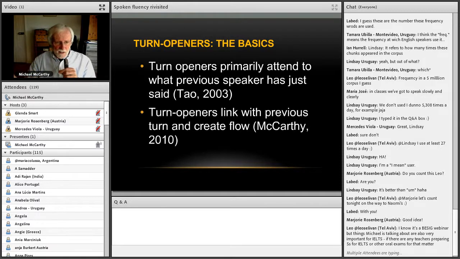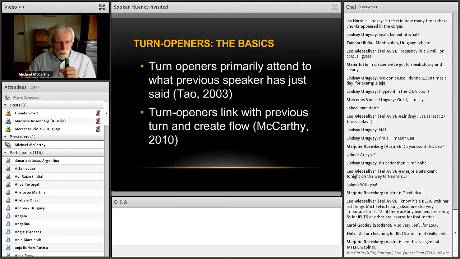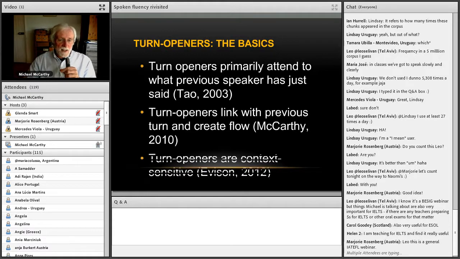And I added this myself in an article which you can access freely online, and I'll give you the reference for how you can find this at the end of this webinar, that the purpose of these turn openers is to create this flow in conversation. The turn openers are context sensitive. They may be different in academic contexts or different in business language, for example, than in ordinary conversation. And again, I can give you a reference to an article about that.